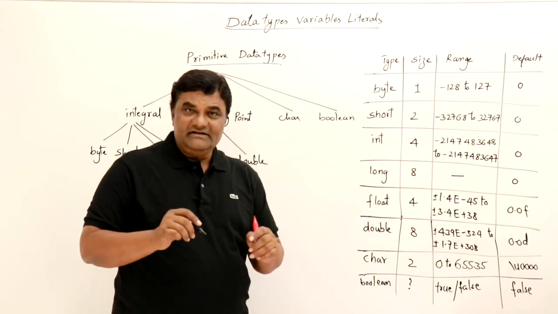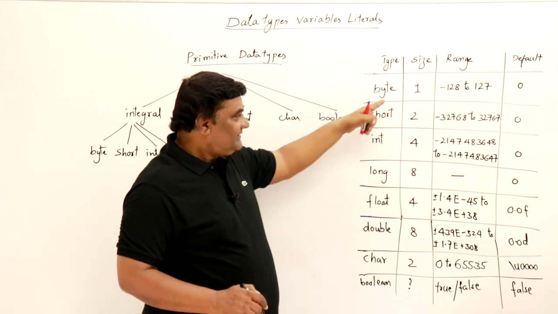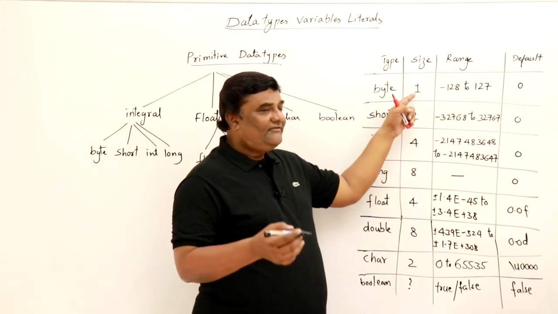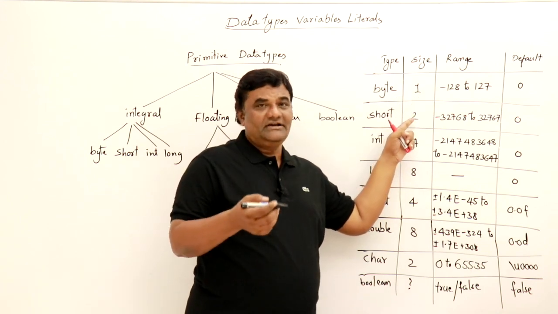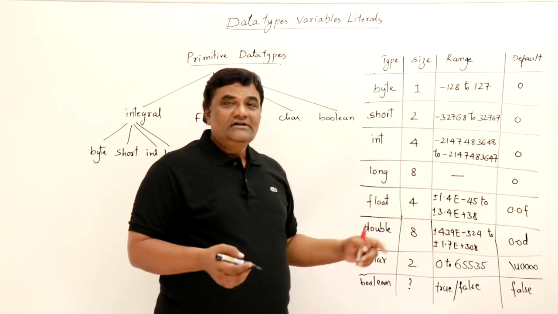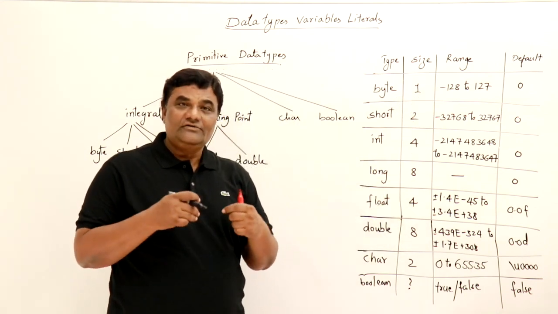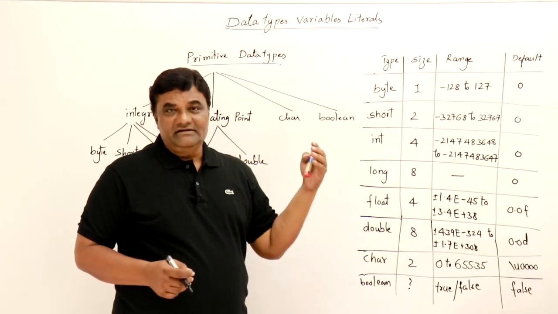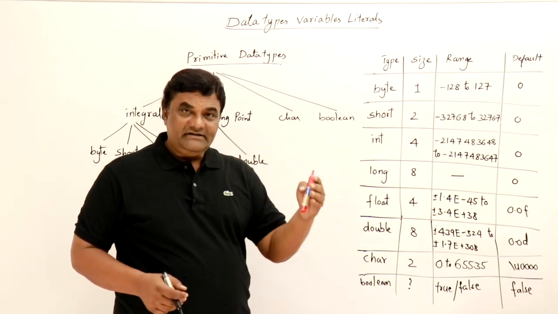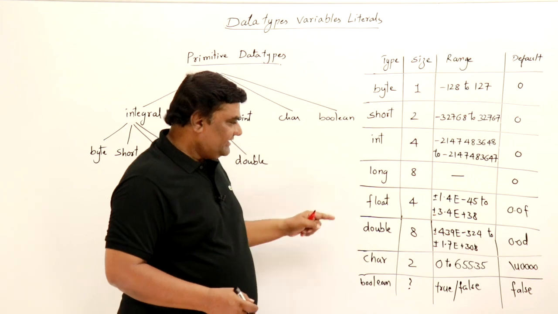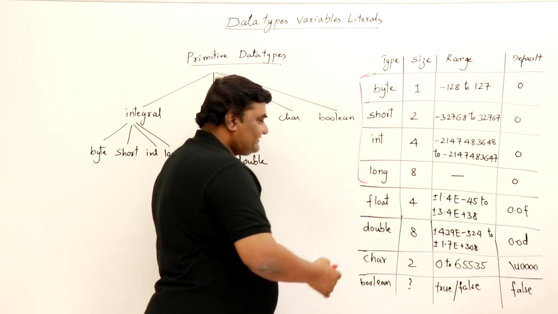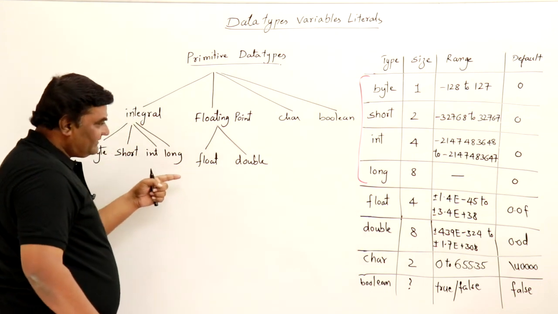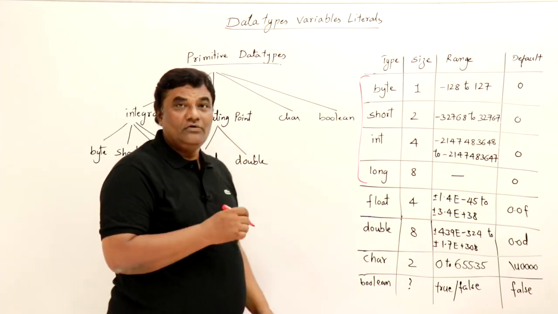So all these are integral type. If you observe, the sizes are different. If you have a smaller integer number, then you can go for a byte. If it is a little bigger, then you can go for short and so on. So depending on the size of the data that you are going to store, you can take a suitable data type. Now coming to next, these are floating point. These were all integral, right? Now next is floating point. These data types support decimal value also.